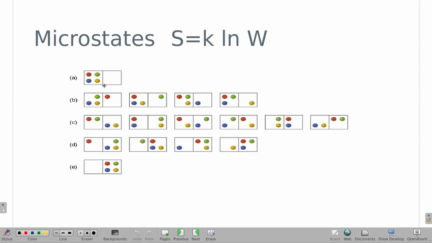All right, what I mean by that, we could put all 4 on one side. We could put 3 in one side and 1 on the other, and we can do that multiple different ways. We could put 2 and 2, and we can do that multiple different ways. Then we could do 1 and 3, multiple different ways, and then 1 more where it's just 4 on one side. So we're showing all the possible ways we could arrange those 4 marbles in these 2 boxes.